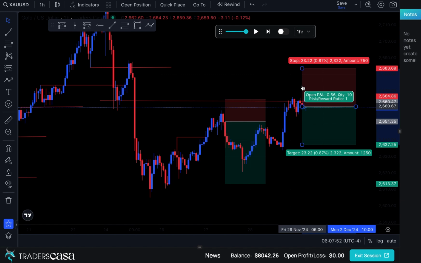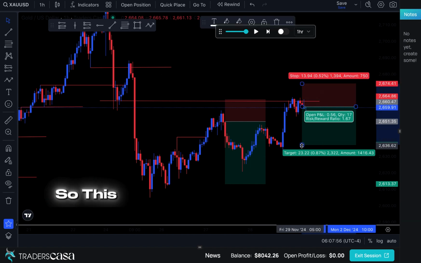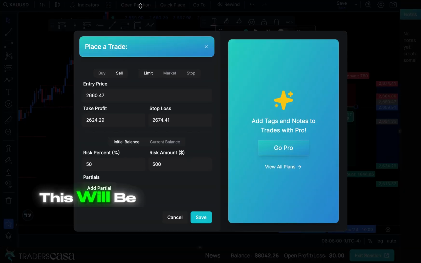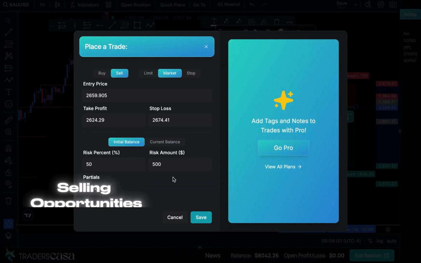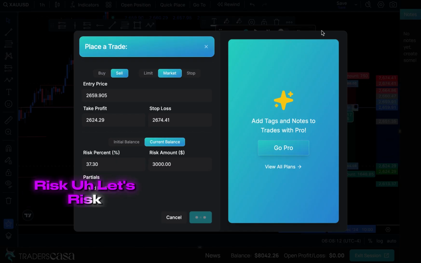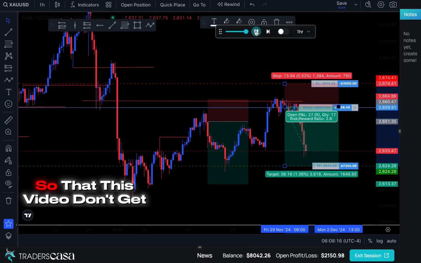You understand? Now price is at that level, so we can look to sell. What time is this? 7 o'clock. So this will be a very valid sell opportunity, very valid one, 1:2. So we made a mistake before. That was the reason for that loss. So on this trade, let's risk $3,000.